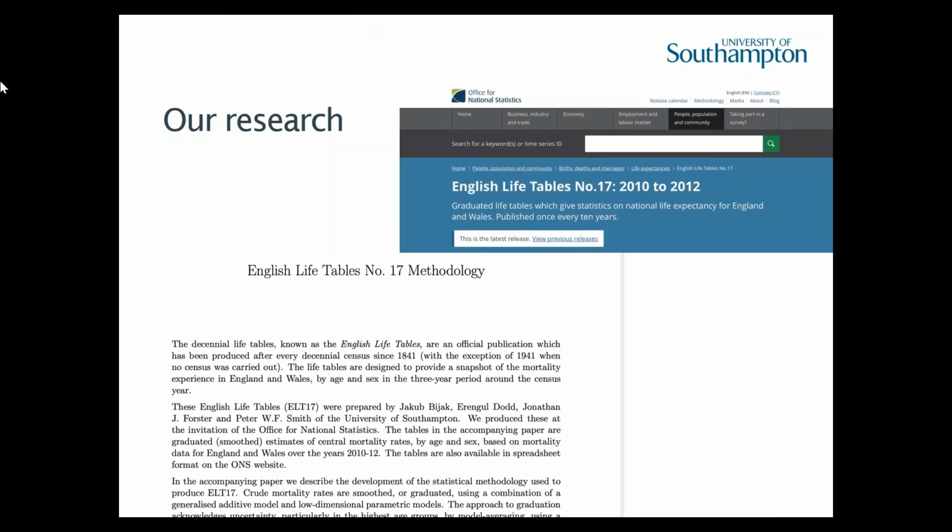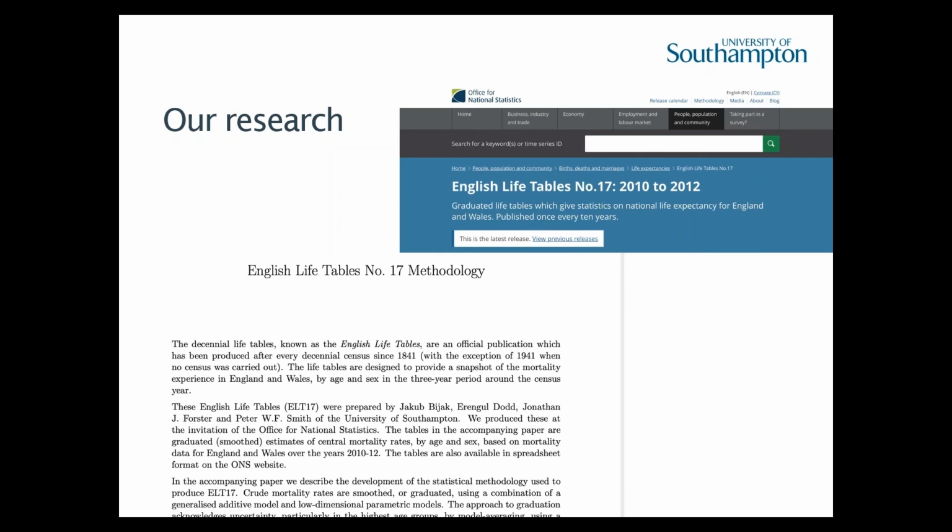Okay. So a group of academics from the University of Southampton, including myself, were involved in producing the latest English life tables published by the UK Office for National Statistics. So you might know that life tables are designed to provide a snapshot in time of the mortality experience for a country. The decennial life tables, known as the English life tables, are an official publication, and these have been produced since 1841. So we're proud to be part of the history, really, by producing the latest English life table.